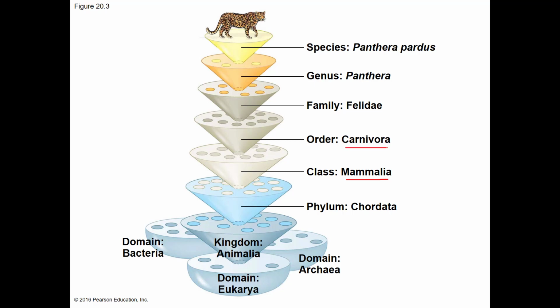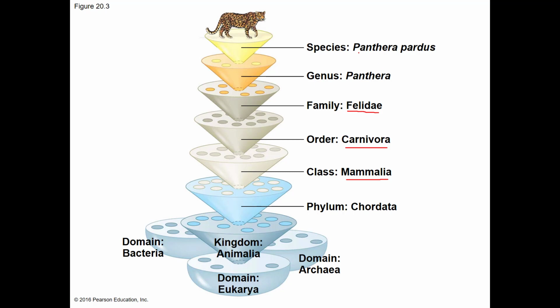Order Carnivora, now we've kicked out anything that doesn't eat meat. So we've kicked out cows and horses and things like that. Family Felidae, so we're getting down to things that are just cats. I would imagine other felines are going to be in this family, like house cats. Genus Panthera, now we've kicked out our house cats and probably our foxes and other things like that.